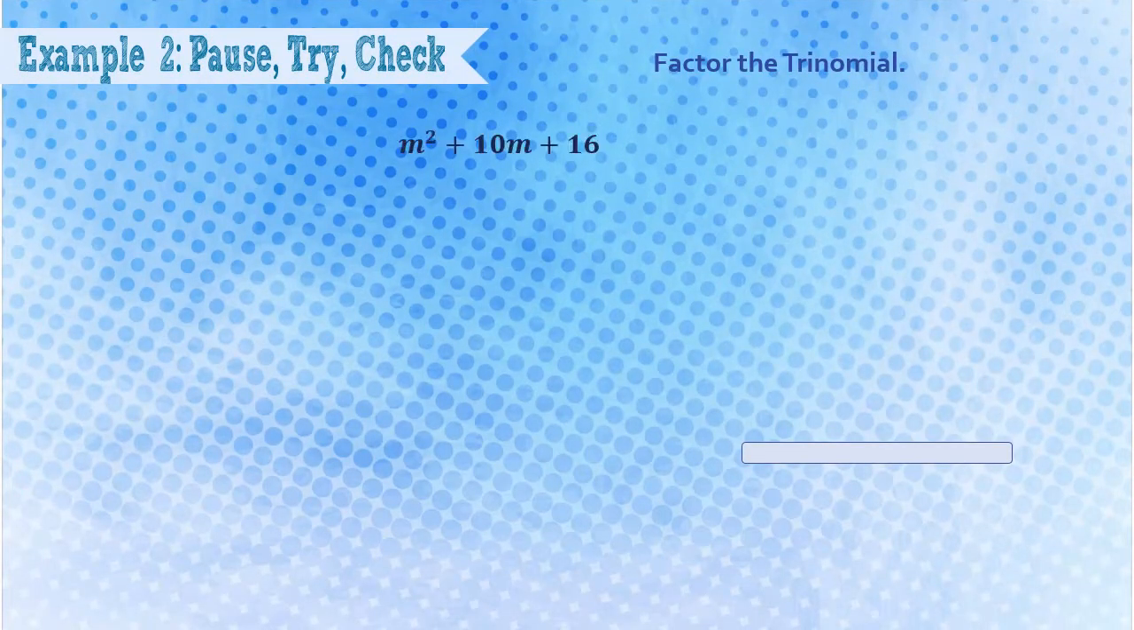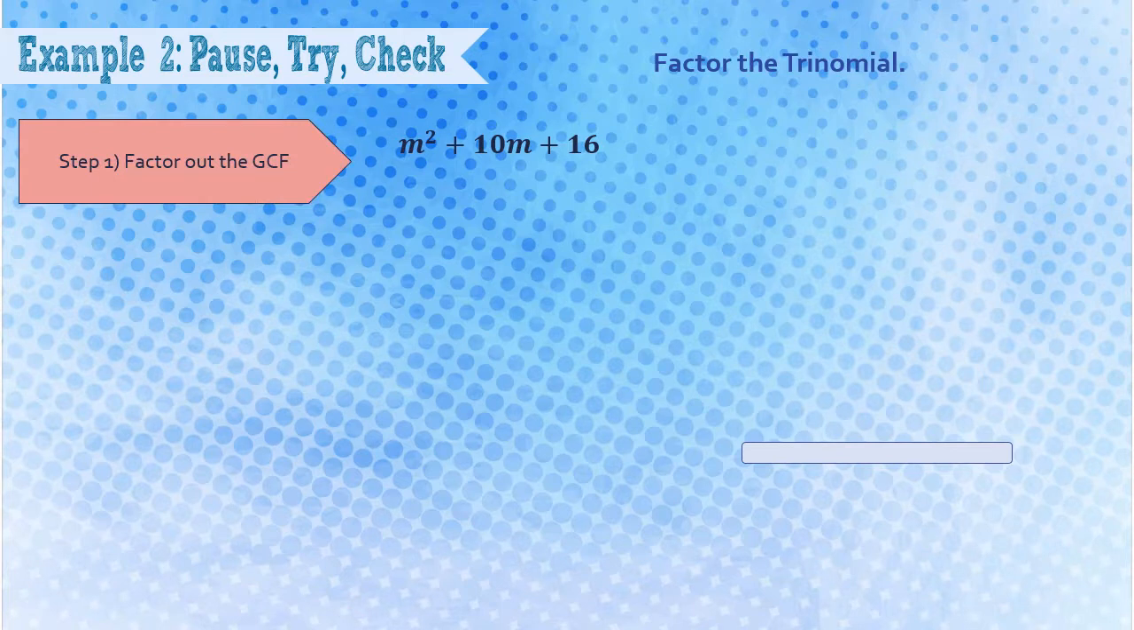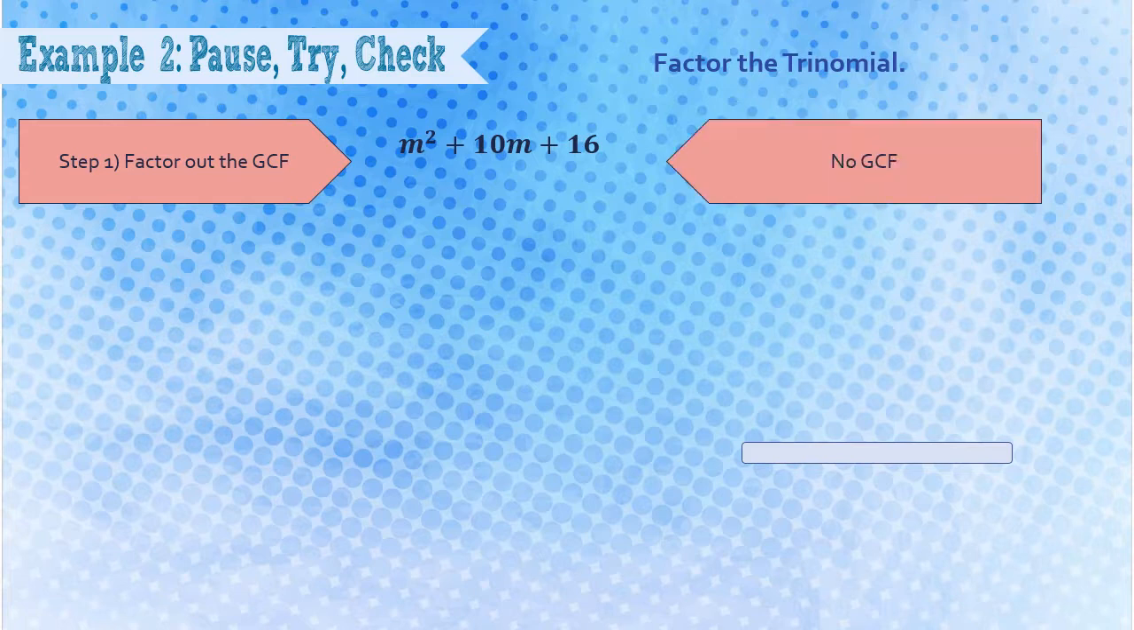Great time for you to pause and try this one on your own and then come back and check your answer in a second. Here I'm starting with m squared plus 10m plus 16. We want to see if we have a GCF. I don't have one here. There aren't any coefficients in all three terms. I don't have a variable in all three terms, so I can't factor anything out.